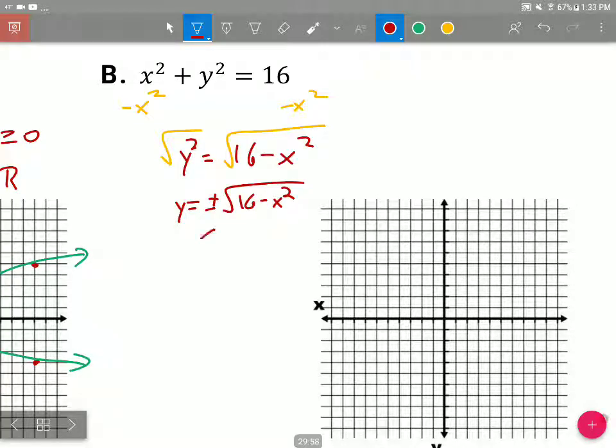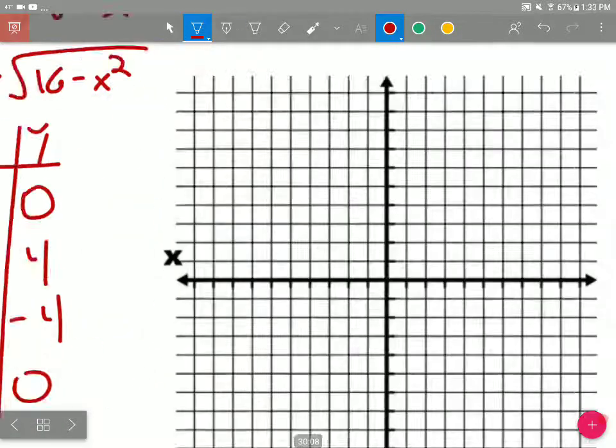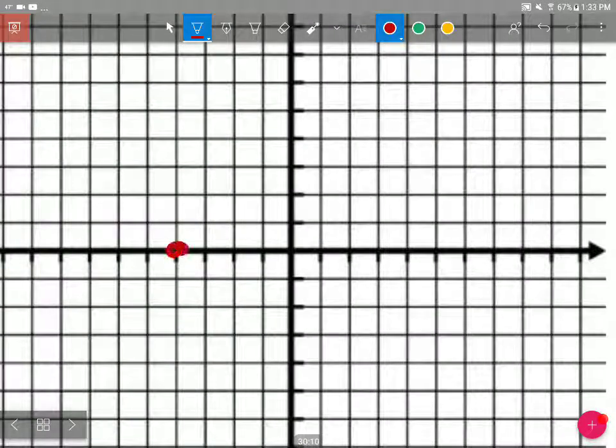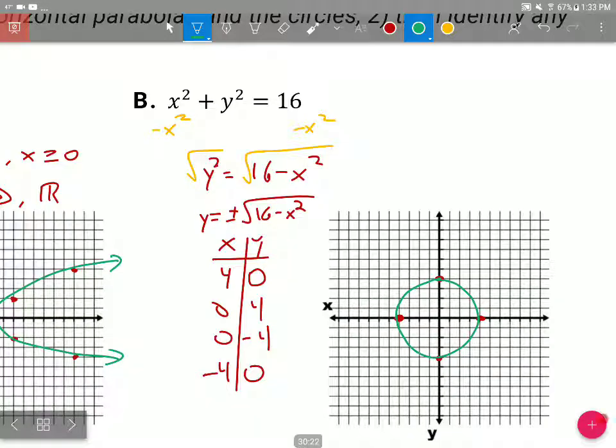So when x is negative 4, they were both 0. When x is 0, you got 4 and negative 4. And when x is 4, you also had 0. So 1, 2, 3, 4, 1, 2, 3, 4, and you get something that looks like a circle. And that is the best drawn circle you've ever seen in your life.